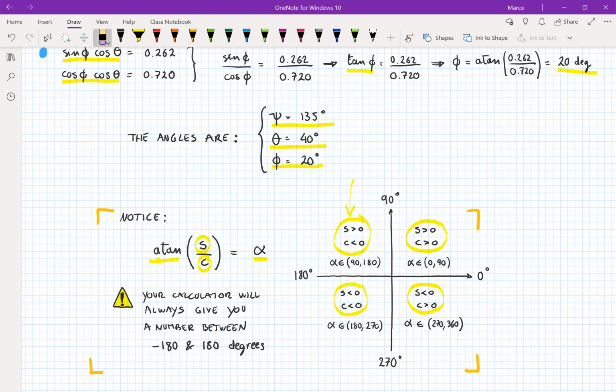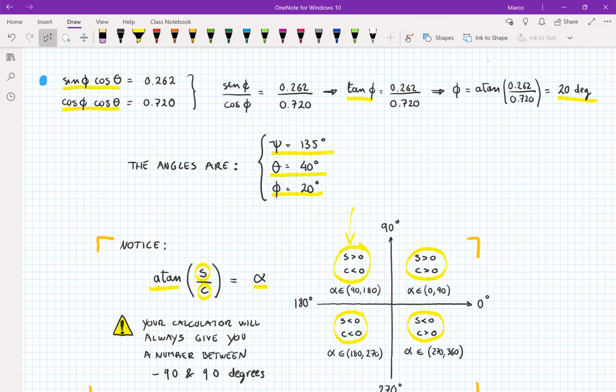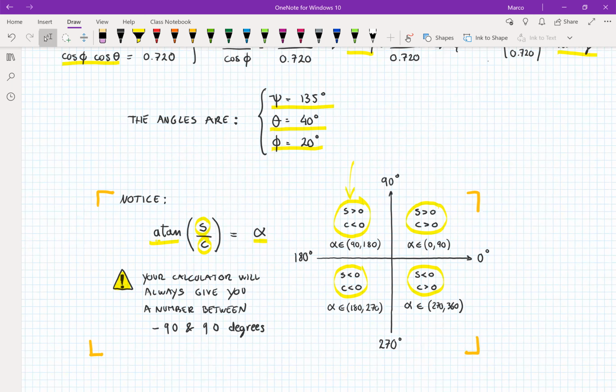I think the calculator gives you values between -90 and 90. So if you input those values in your calculator and you just take arctangent of -1, it will give you -45 degrees as the answer. So -45 degrees is equivalent to 315 degrees, which is 180 degrees away from the actual answer. So that's why you have to pay attention to the sign of the numerator and the denominator of the arctangent function.